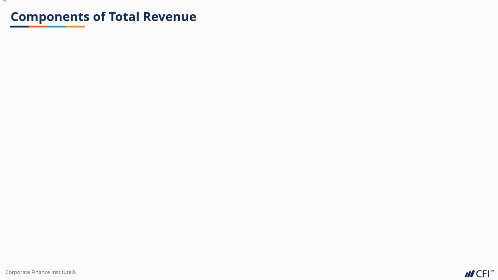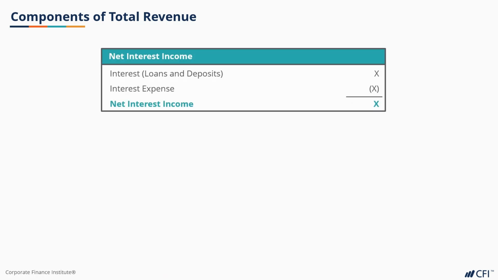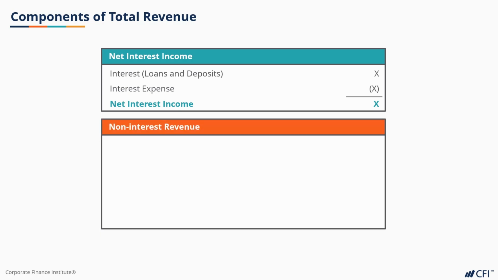Let's dig into the other components that make up a bank's revenue in a little more detail. Here we have the normal components of revenue at a universal bank. We've already covered net interest income, but let's have a look at the other non-interest revenue accounts. As you can see, a bank can earn a lot of revenue from the commissions it charges for various services and also for a variety of different fees.